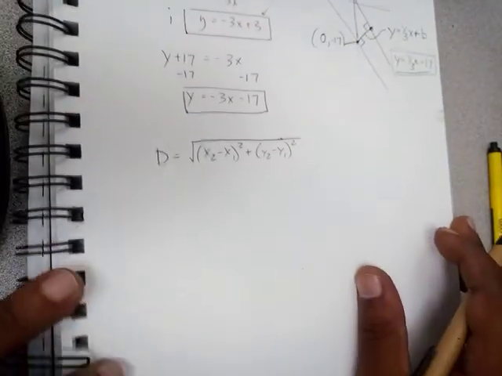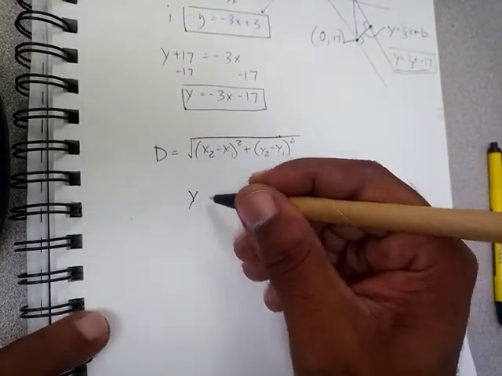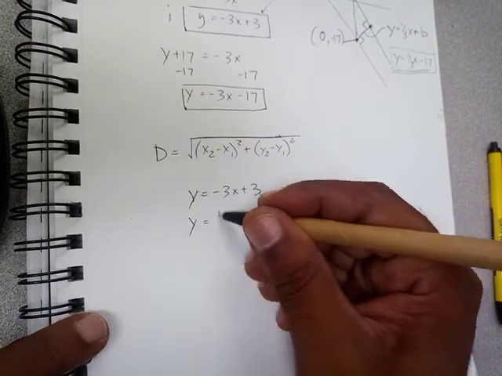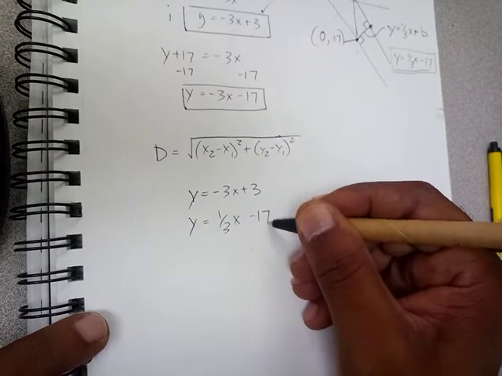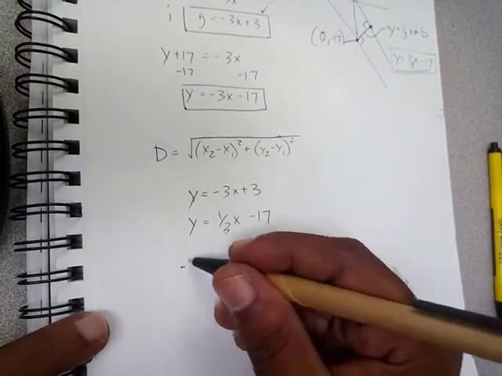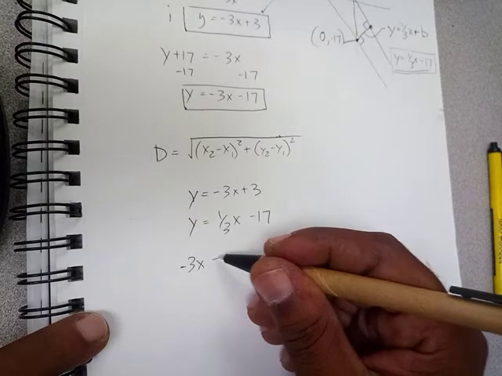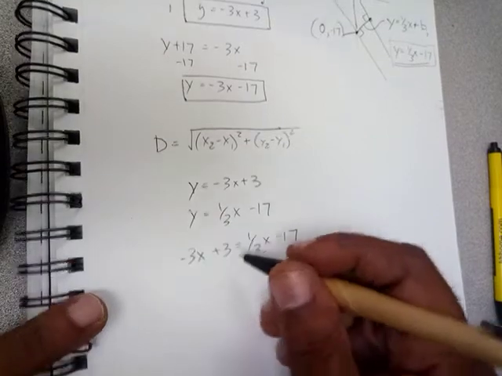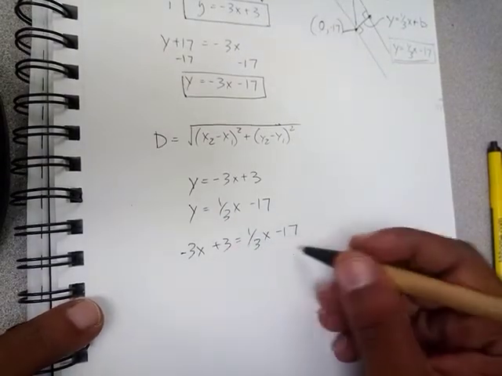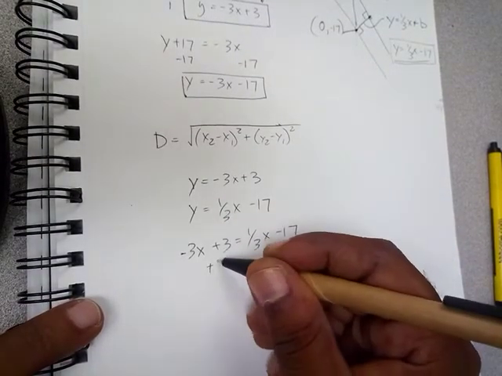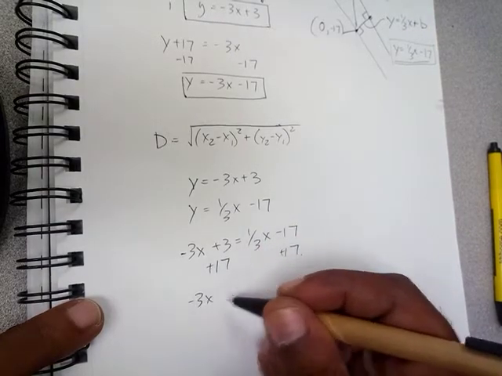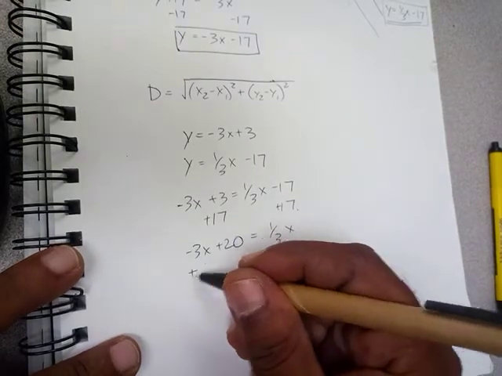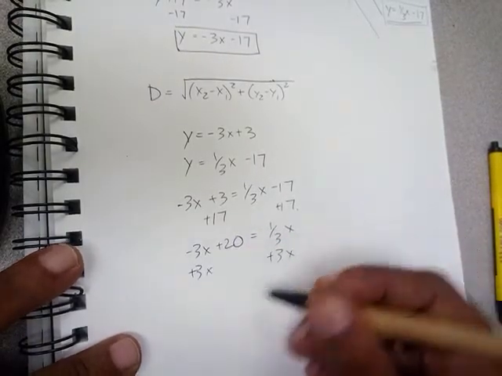Let's write those two equations down here. What are we working with? Y is equal to negative 3x plus 3, and y is equal to 1/3 x minus 17. Set them equal to each other. Minus 3x plus 3 has to be equal to 1/3 x minus 17. Get everything on the same side. I'm going to add 17 on this side. Add 17. I have minus 3x plus 20 has to be equal to 1/3 x. Add 3x on this side.